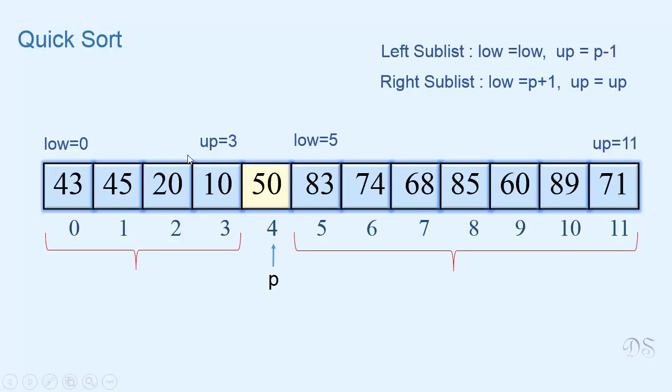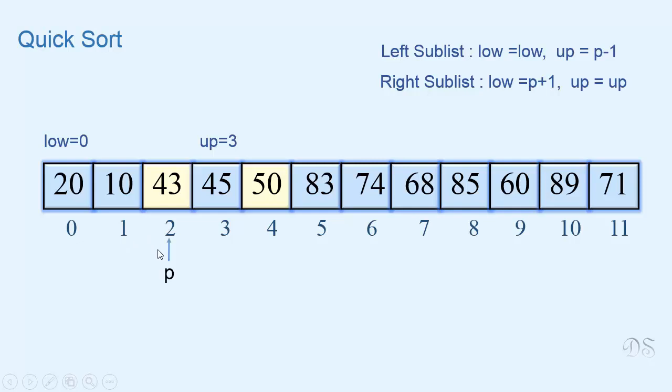Now first we'll sort this sublist using quicksort. So this element is taken as a pivot and placed at its proper place. Now for left sublist, low is 0 and up will be P minus 1. So up will be 1. For the right sublist, up is 3 and low will be P plus 1. So low will be 3. So for this sublist, we can see low and up are same. So there's only one element in the sublist. So we don't have to do anything here.